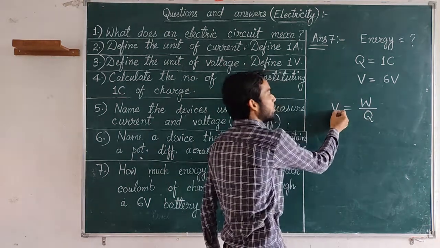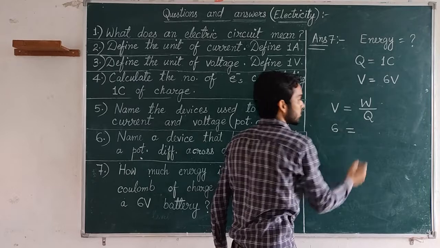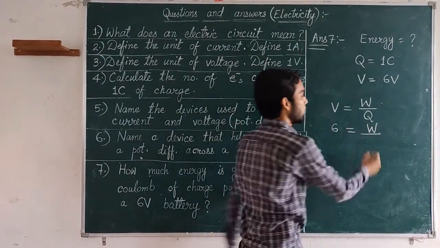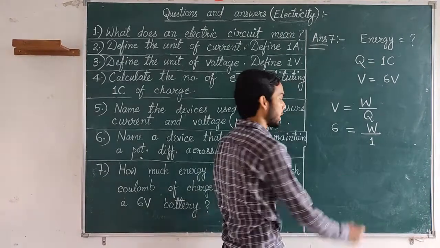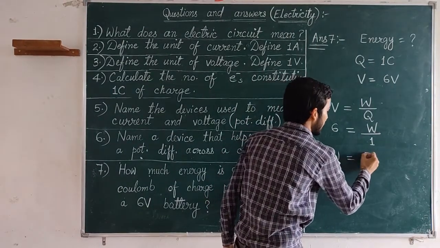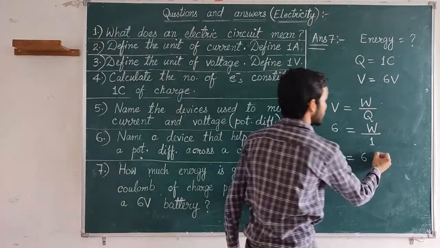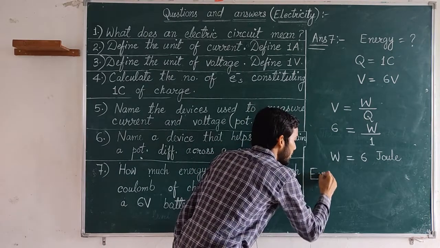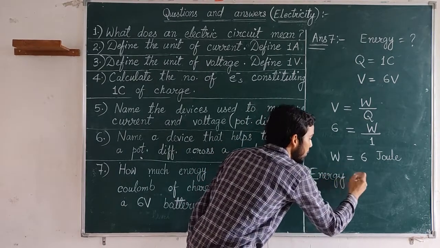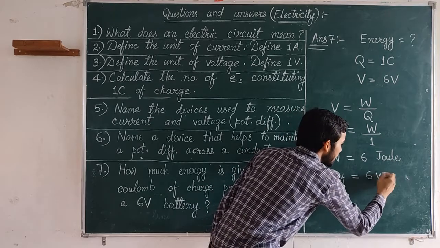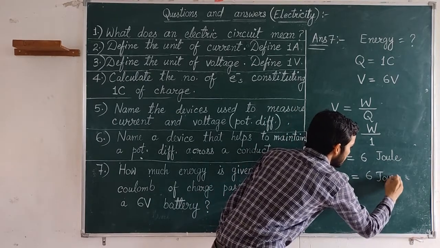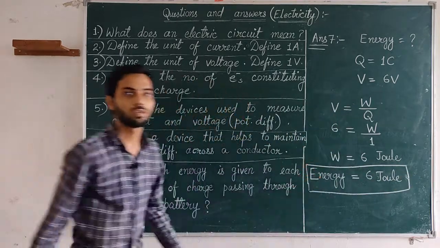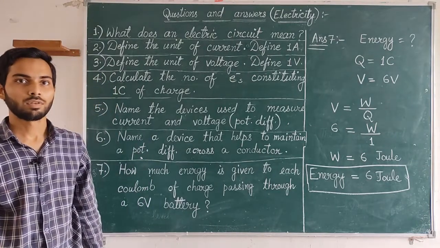So I am putting the value of potential difference here, that is 6, and W is to be calculated upon value of charge is 1 coulomb. By cross multiplying we can easily get the value of work done, that is 6 joule. Or also we can say that the amount of energy is equal to 6 joule. Okay, thank you.